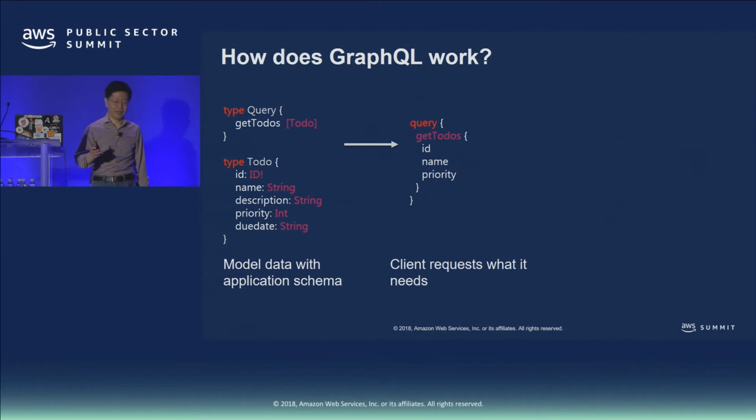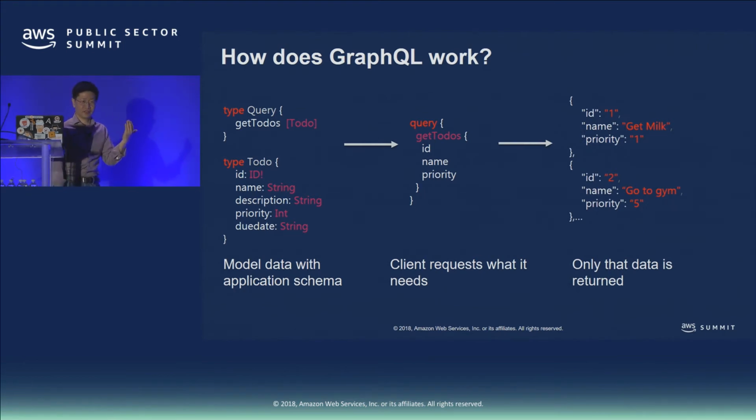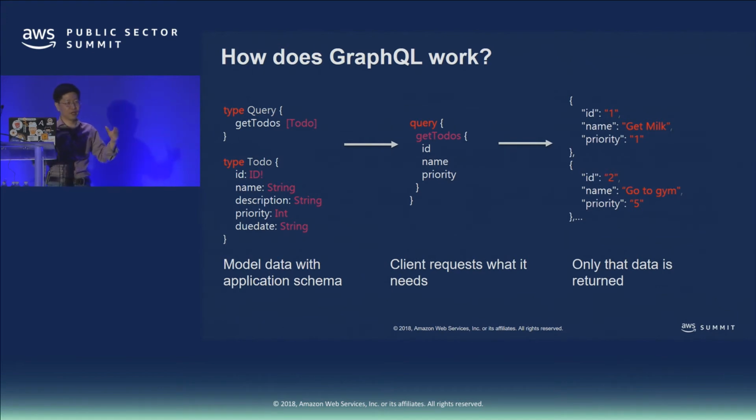Then you make a query. In this query, you can see I didn't ask for everything. I just need ID, name, and priority. It just returned this data for you. You can ask different things. At the back end, I can talk to different data sources, run different code. They can aggregate together and just return the result you want.